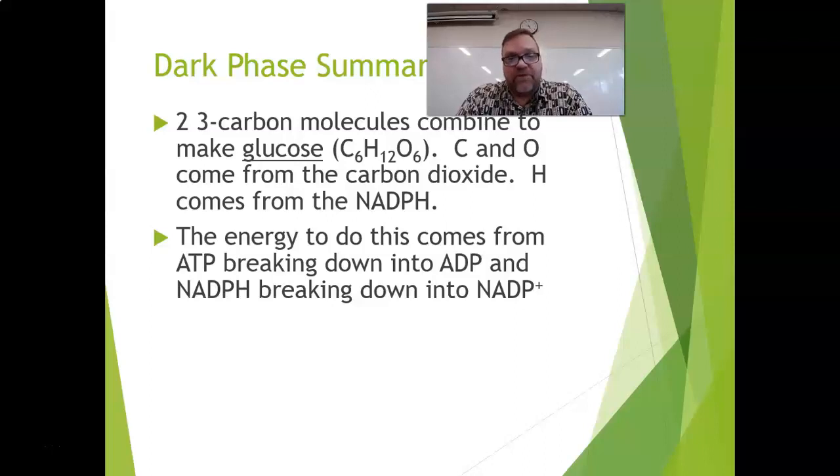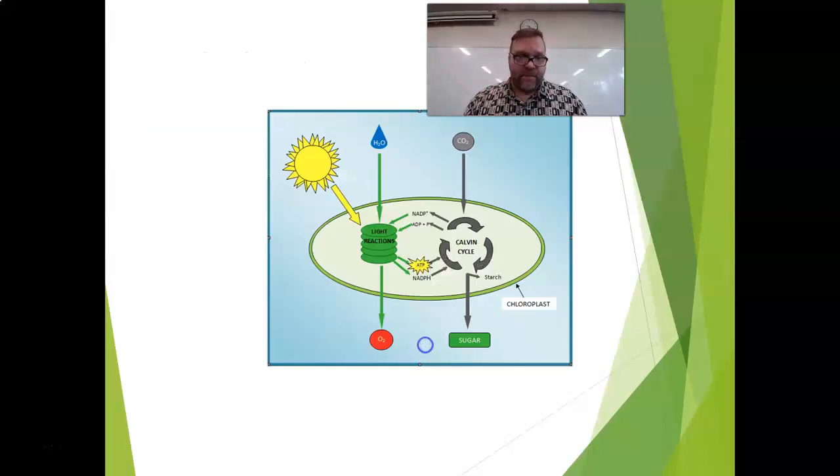So what happens is the ATP kicks off a phosphate, it becomes ADP, and when it kicks off the phosphate, it releases a little burst of energy. And the energy is what's going to be needed to combine these molecules together. We're also going to get a little bit of energy when the H gets kicked off of the NADPH and turns into NADP+. When that happens, a little bit of energy is kicked off, and the energy is needed to make this combination happen. All right.